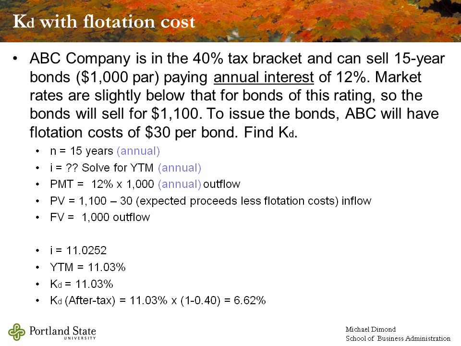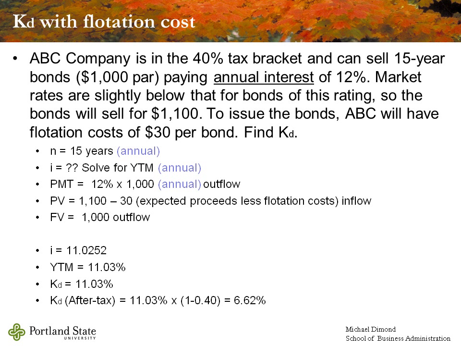Our face value is still going to be the $1,000 outflow. That number doesn't change. That's written into the terms of the bond, and that's what's going to be paid out to the investors when the bonds mature. So when we solve for this set of inputs, we come up with I equal to 11.0252. So our YTM, since that's an annual number, is the same thing. It's 11.03%. That's our before-tax cost of debt.